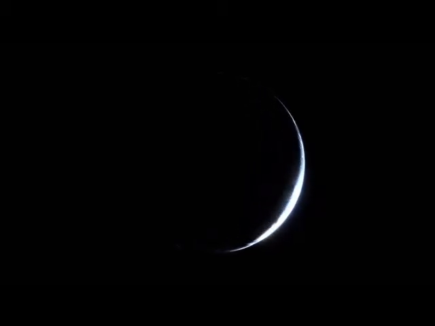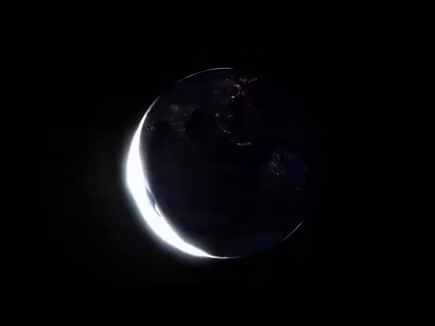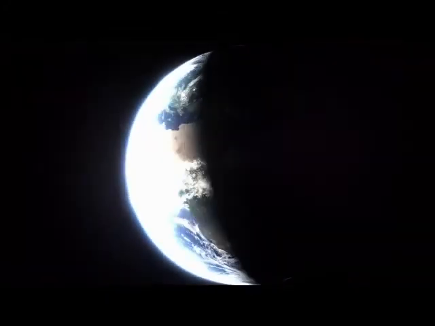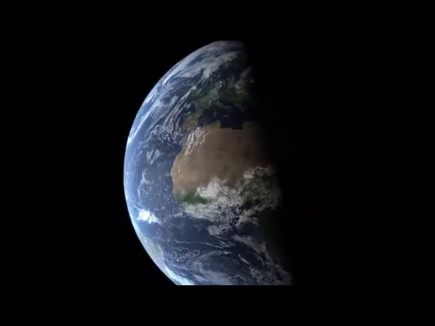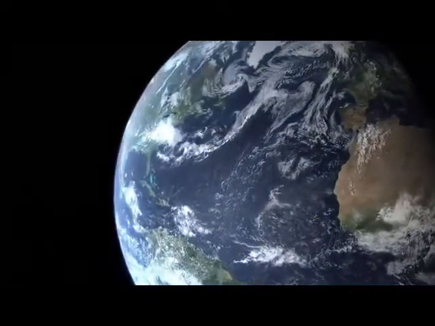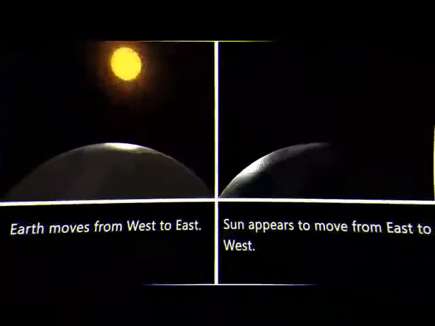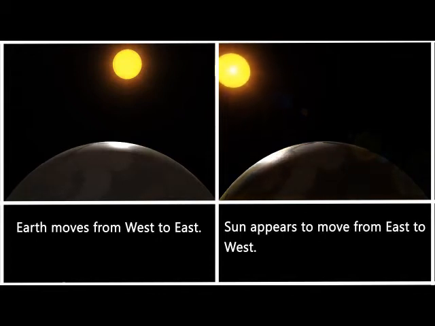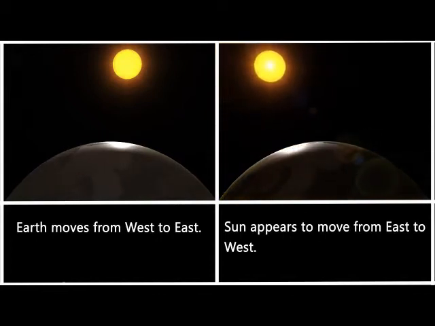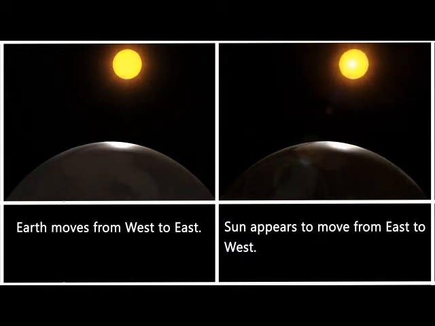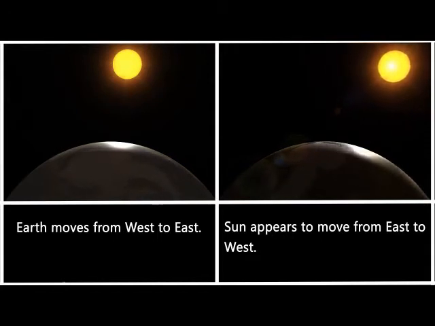But as the earth rotates, the areas having day move away from the sun. Then it becomes dark there. The areas which had night face the sun and have day. As the earth rotates from west to east, the sun appears to be rising in the east and setting in the west. Actually, the sun does not move.